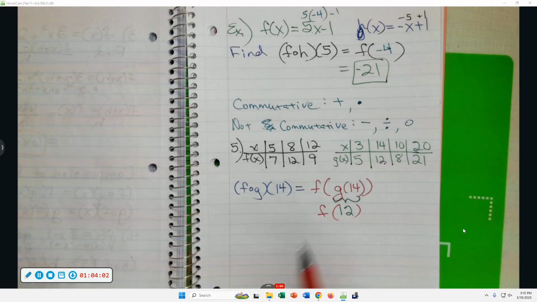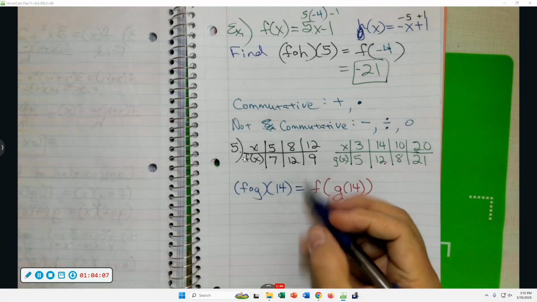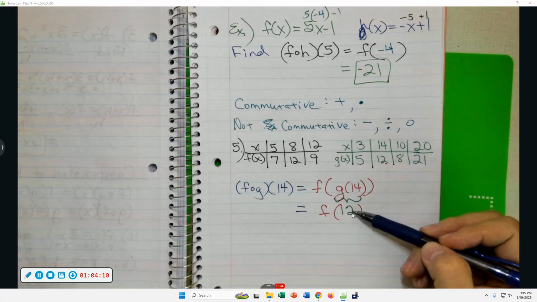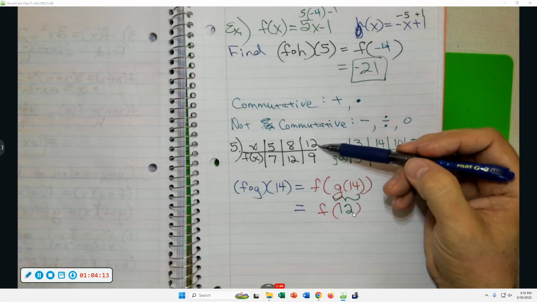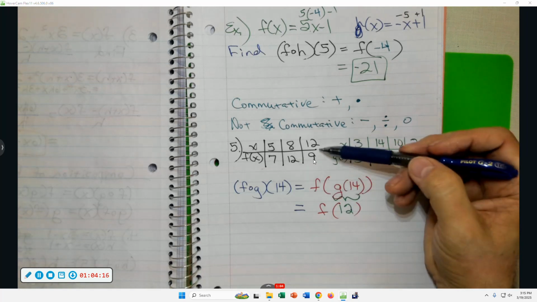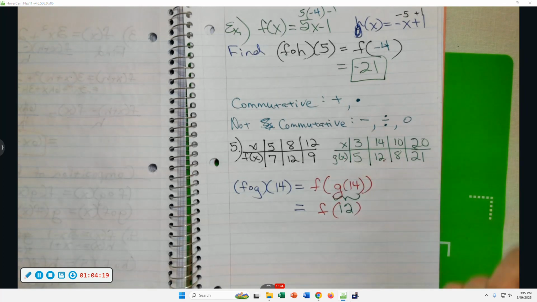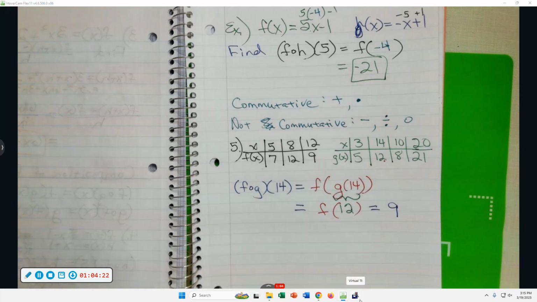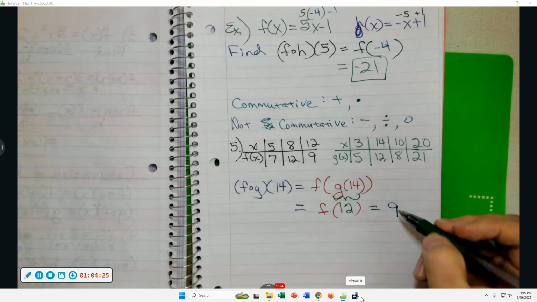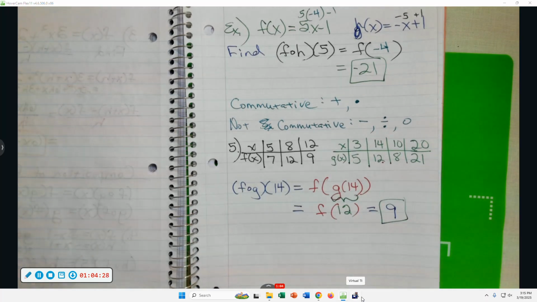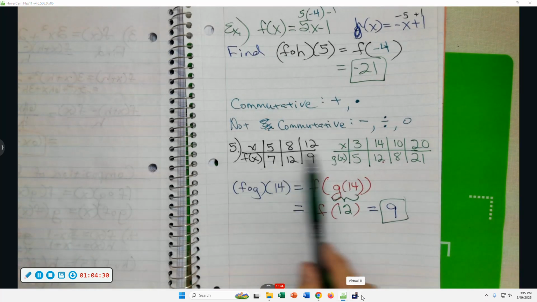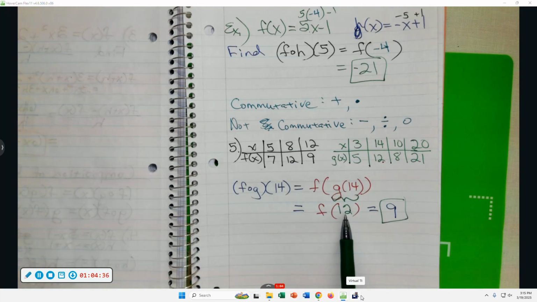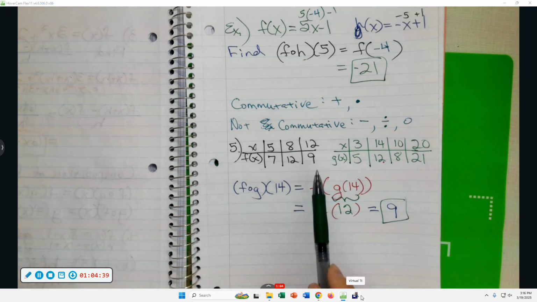We still have the F sitting in front. What's F of 12? Go to table F. F assigns 12 to what number? 9. Table F assigns 12 to 9. For my final answer, the number in the parentheses is the top number. They're asking what number F assigns 12 to. Table F, 12 is assigned to 9. So our final answer is 9.